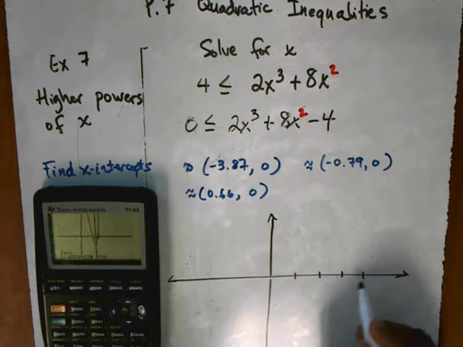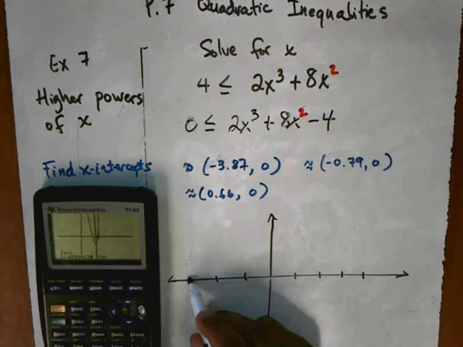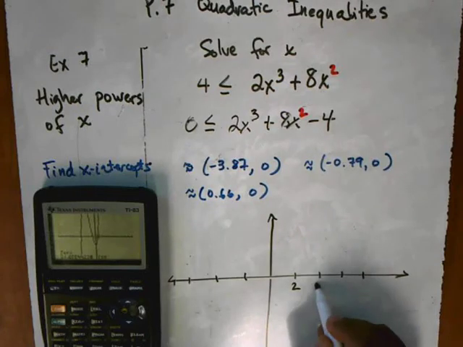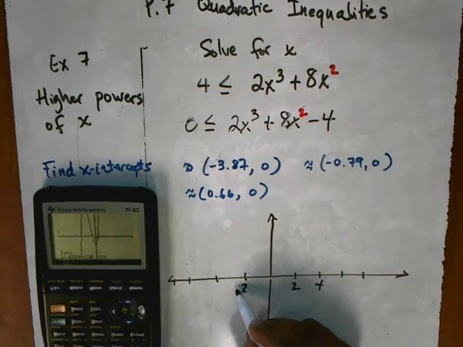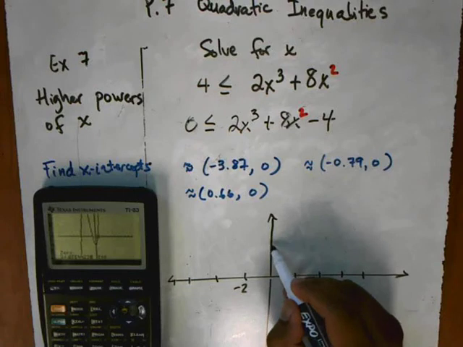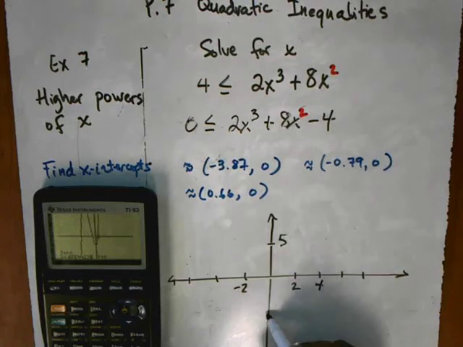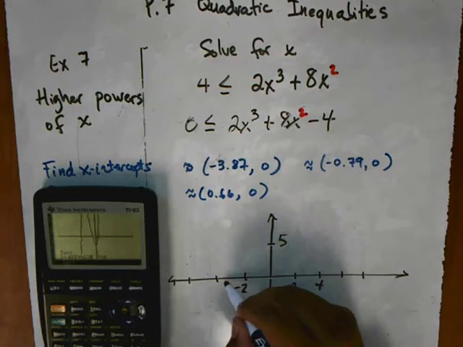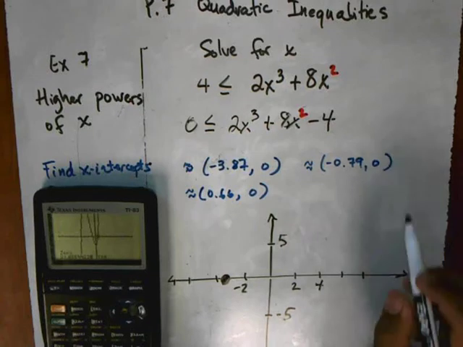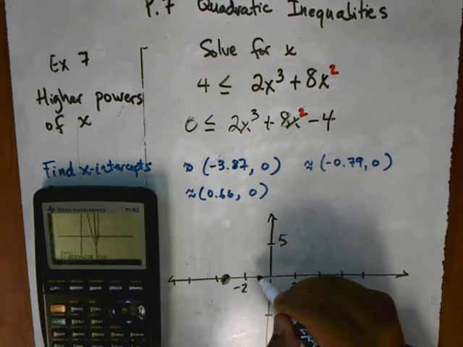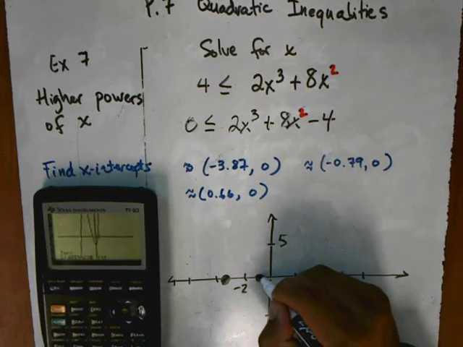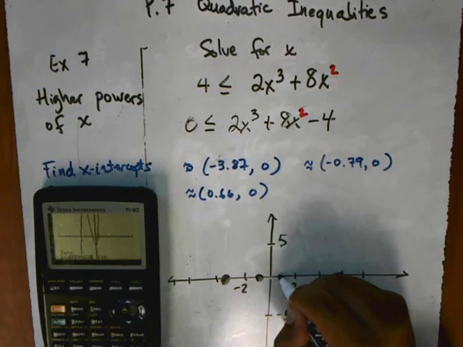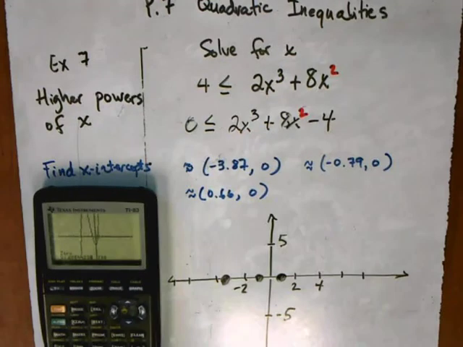So 2, 4, 6, 8, 2, 4, 6, 8. Remember to always give your scale. In this direction, I'm going to go by 5s at a time. Okay, and I have all the important points here. Negative 3.87, so that's approximately right here. Negative 0.79, so that's about right here. And then positive 0.66, so that's right here.